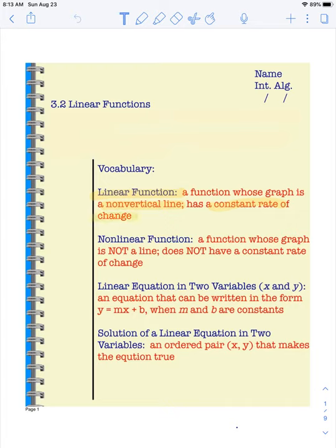All right, so if a linear function is a straight line, a nonlinear function is a function whose graph is not a line. It does not have a constant rate of change. And a linear equation in two variables can be written in the form y equals mx plus b, where m and b are constants. The important thing to know here is linear functions can be written y equals mx plus b. And then the solution of a linear equation is an ordered pair.